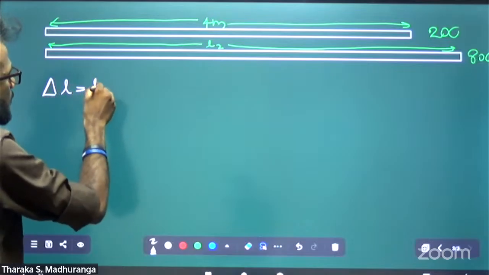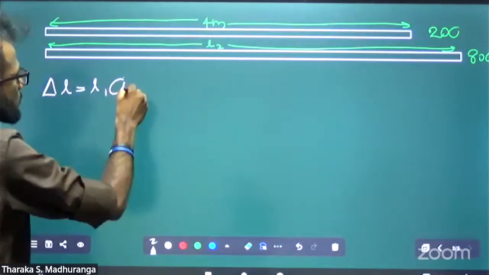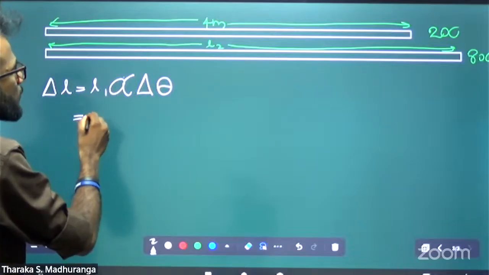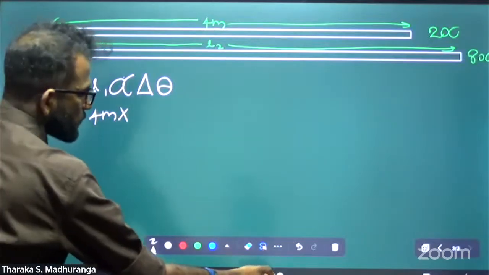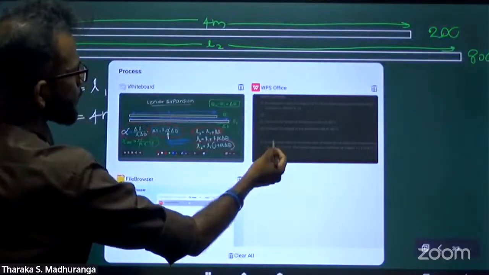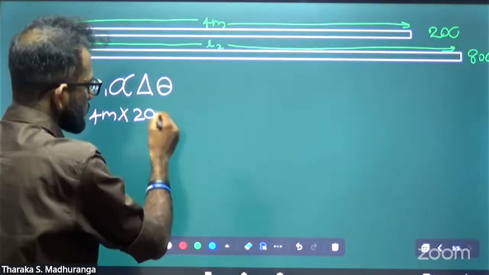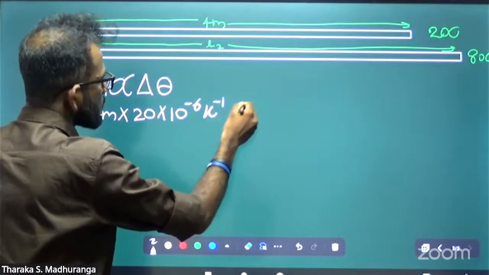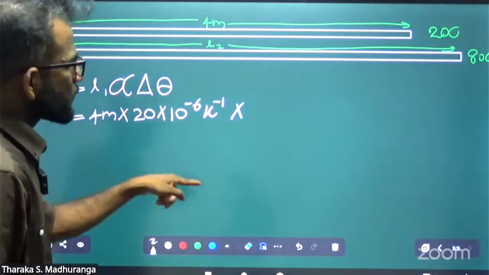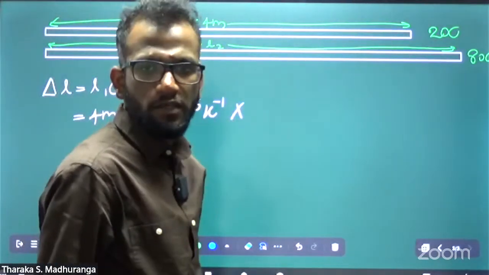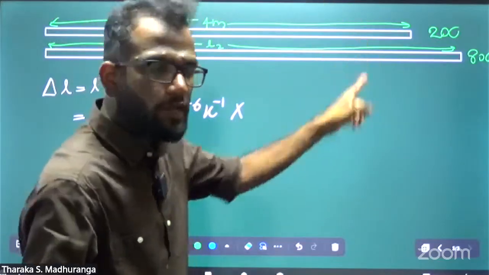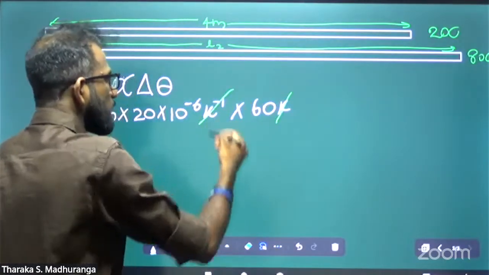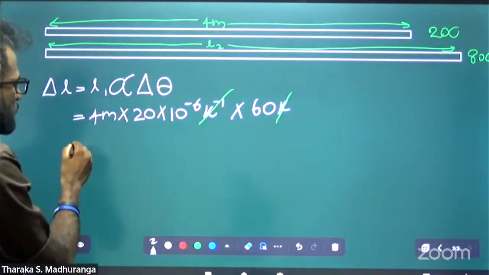The delta L equals L1 alpha delta theta. The delta L we don't know. L1 is 4 meters. The alpha value is given in the question, 20 into 10 to the power minus 6 per Kelvin, multiplied by the temperature difference. Temperature difference is theta 2 minus theta 1, 80 minus 20, which is 60. You can use 60 Kelvin because it is a temperature difference. Now you can see Kelvin and Kelvin to the minus 1 cancel out.